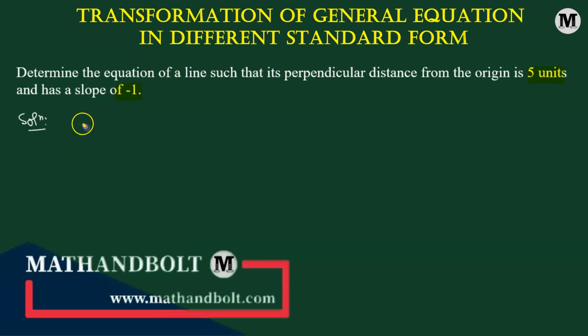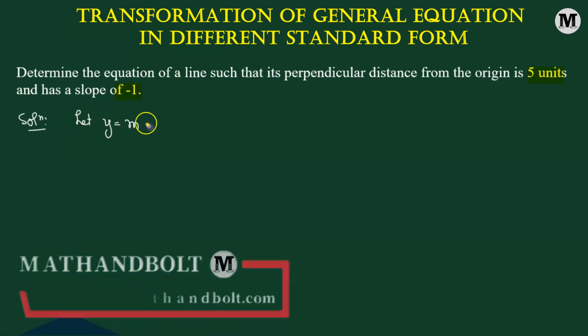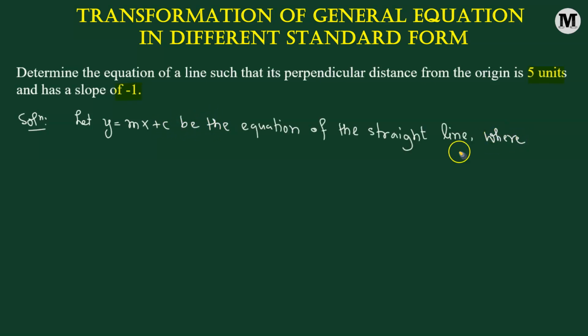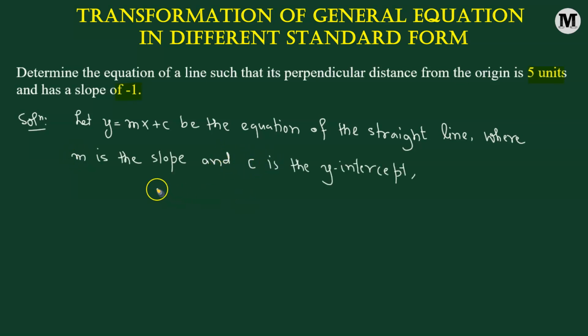We will consider here the slope-intercept form of a line. So let y equals mx plus c, the slope-intercept form of a line, be the equation of the straight line, where m is the slope of the line and c is the y-intercept. In essence, what we have here is y equals -1 times x plus c, because the slope m is given as -1 in our case.